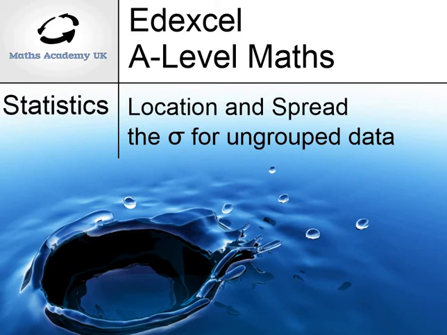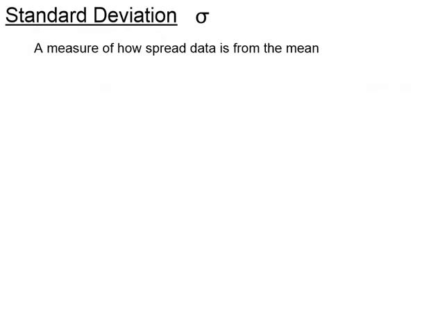Measures of location and spread, the standard deviation for ungrouped data. The standard deviation is a measure of how spread out data is from the mean, and for a population the standard deviation uses this Greek symbol. This is lowercase sigma.